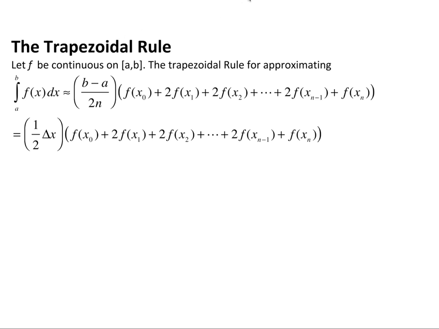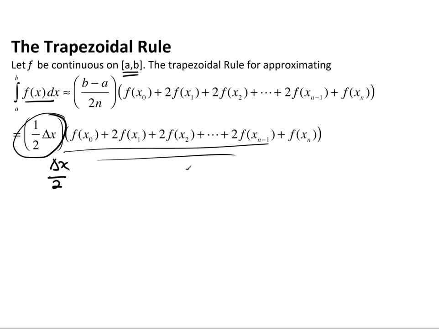This then leads us to the actual trapezoid rule. It says let f be continuous on a to b. We need a continuous function. The trapezoid rule for approximating this integral says the integral from a to b of f of x dx is approximately equal to b minus a over 2n times all of that, which, like I just said, I could rewrite as simply one half delta x, or obviously delta x over 2. So this is the formula, if you will, that you use when you apply the trapezoid rule.